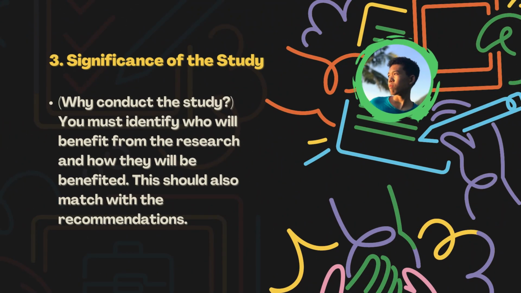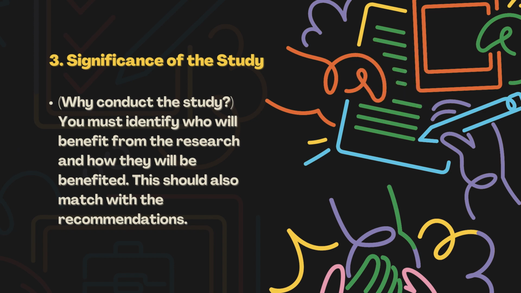So now we have the significance of the study. The significance of the study answers the question, why conduct the study? Here, you must identify who will benefit from the research and how they will be benefited. This should also match with the recommendations. So from the rationale or background of the study, it answers the question, what made you conduct the study? But here, it answers why you conducted the study. Now, to understand this further, let us check the example.